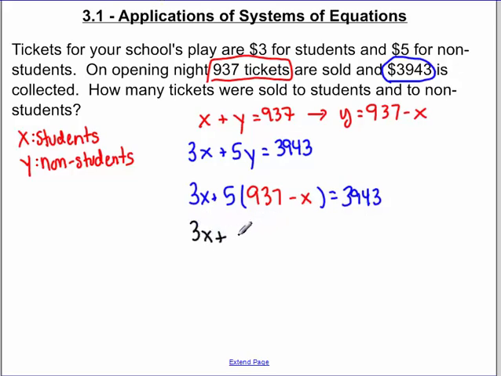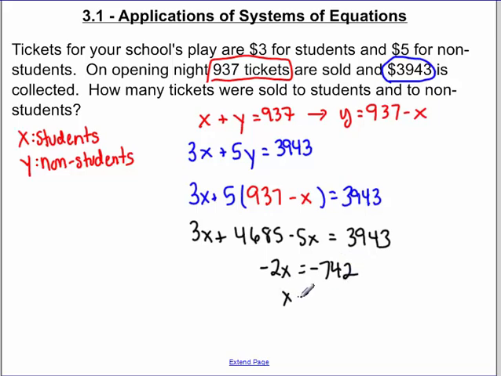5 times 937, 4,685 minus 5x is going to equal 3,943. Simplifying, I get negative 2x equal to negative 742. So x is going to be equal to 371. And I did a lot of that work on my calculator, and I was just looking at my notes, so make sure you guys realize that. So 371 is standing for student tickets. So 371 is the number of students that attended.